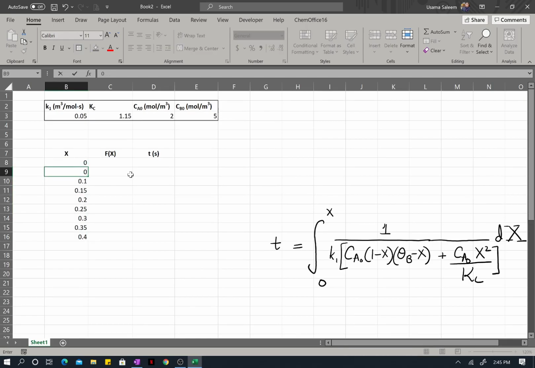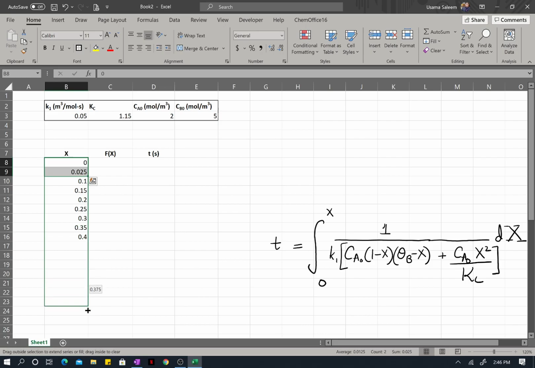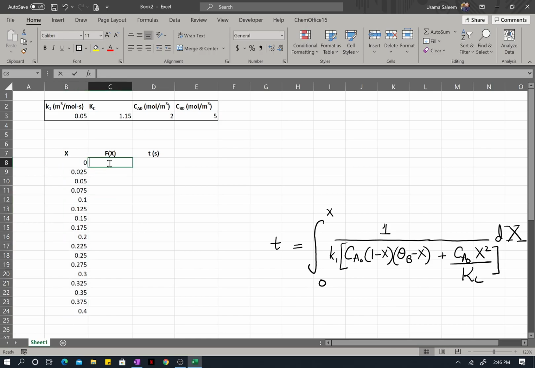Actually, you know what? We can do better. I'm gonna make the step sizes even smaller, because I don't have a lot of cells, so I should be fine. So here in my C column, I'm gonna have this entire expression, everything that's inside the integral.